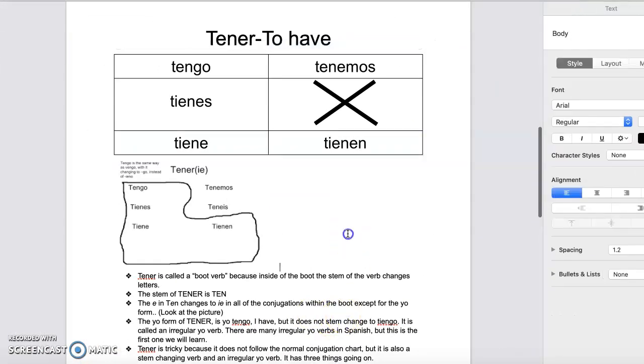This document is on Canvas. So under week 1, it says Ser and Tener document. You click it and you'll be able to see this pop right up. You don't even have to download it. You can if you want to, but you don't have to. So if you have questions on tener, email me.